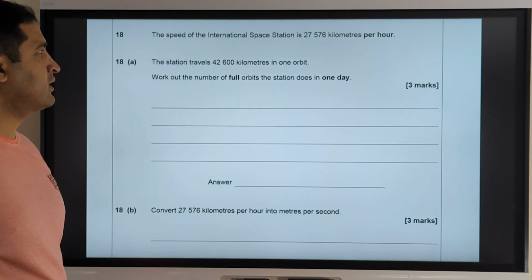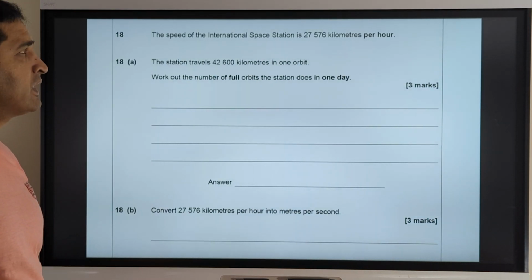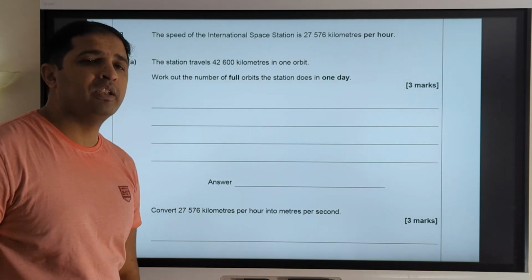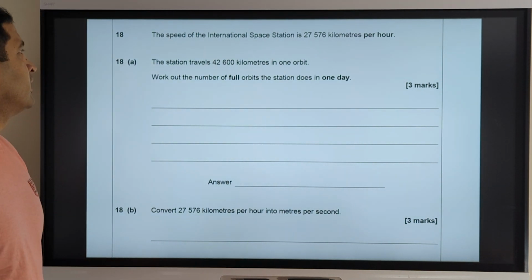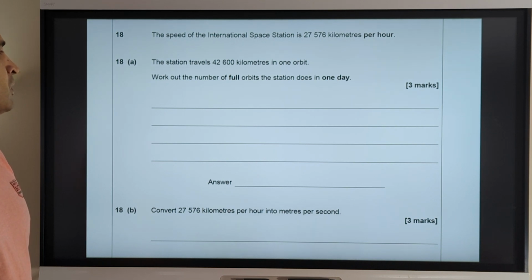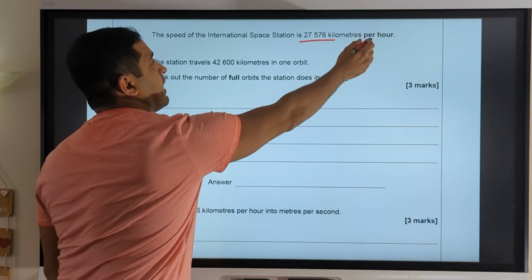The speed of the International Space Station is 27,576 km per hour. The station travels 42,600 km in one orbit. Work out the number of full orbits the station does in 1 day.